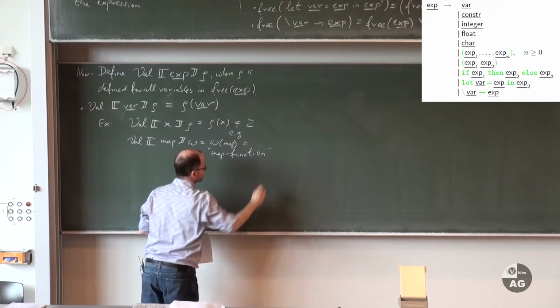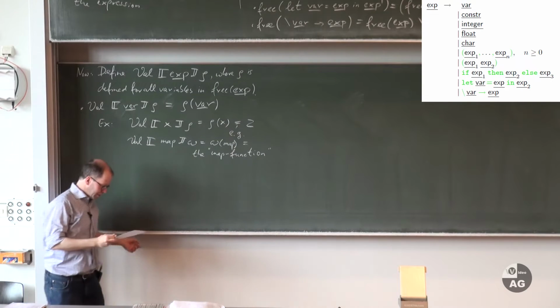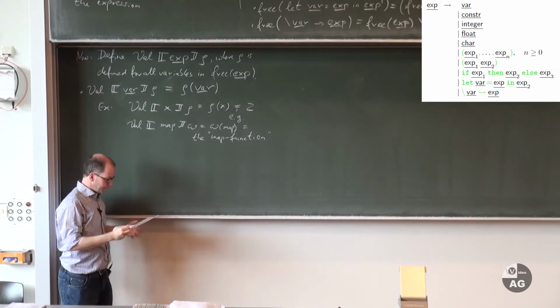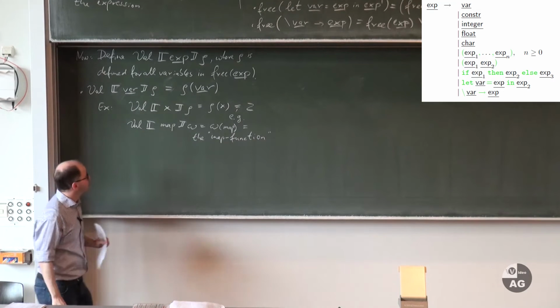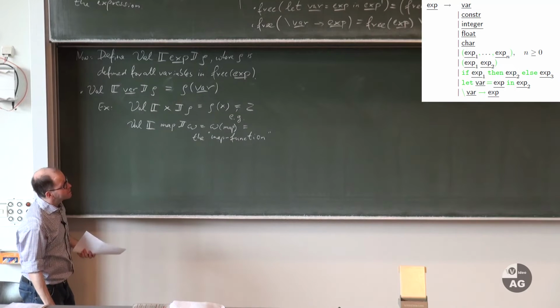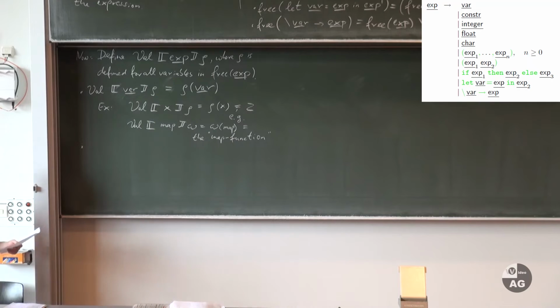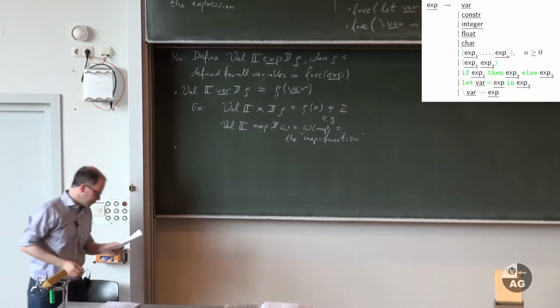And you know what that means. Okay, so this is the value of variables. Now what's the next kind of expression? The next kind of expressions are data constructors. Let's first look at data constructors of arity 0.